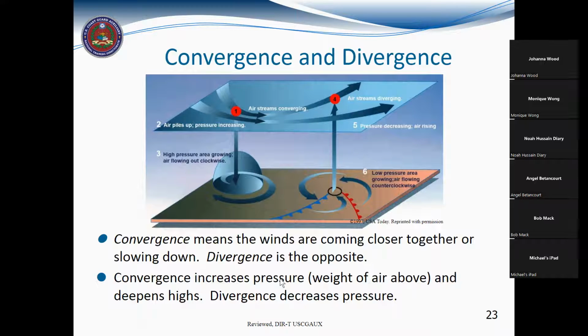So convergence increases pressure. Right here, the convergence increases pressure as the air is pushed down. That's the weight of the air above, it's being pushed down, and deepens the highs. Divergence, right in this area, decreases pressure because it's sucking air up off the surface, pulling it up. And as it does, it reduces the air underneath there. It reduces the pressure because it's like imagine a vacuum cleaner right in this spot. Even if it's not touching the ground, it's sucking up the air directly above your carpet. And as it does, it's going to deepen the low pressure right here. How's that? Is that any clearer?